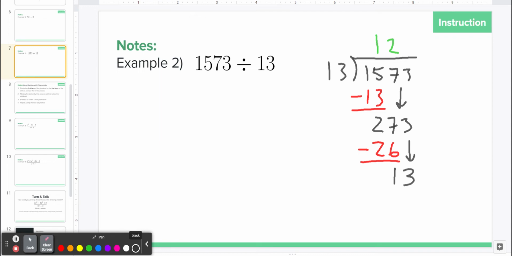So now we're focused on that. How many times does 13 go into 13? Well, it goes into it 1 time. We'll check out, make sure that we don't have any left over after that. So we'll subtract 1 times 13, which is simply 13. Gives us 0 at the bottom. So our answer up top is 121.